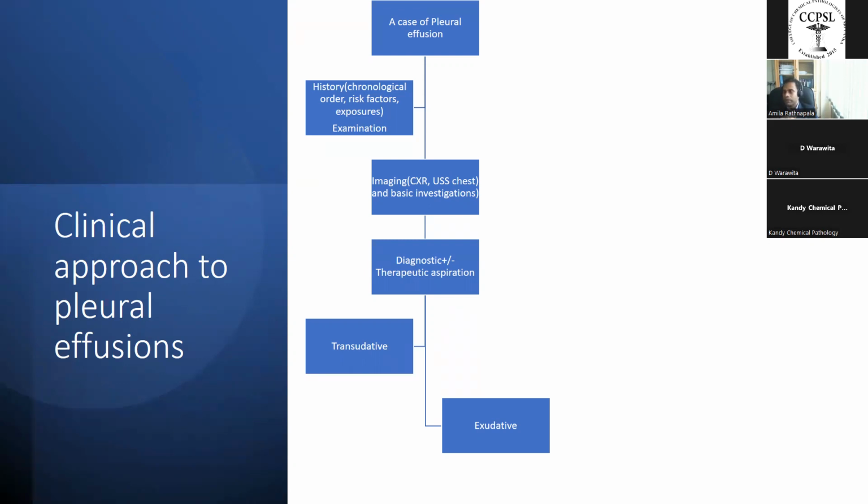And then we go for imaging. The basic imaging is chest X-ray, and then we do a bedside ultrasound scan to assess. Ultrasonically, we can also differentiate certain effusions, whether it's exudative or transudative, and then we do the basic hematological investigations. Then only we go for a diagnostic and/or therapeutic aspiration, and then we differentiate whether it's exudative or transudative effusion. And after that, we do specific investigations to diagnose a specific condition.